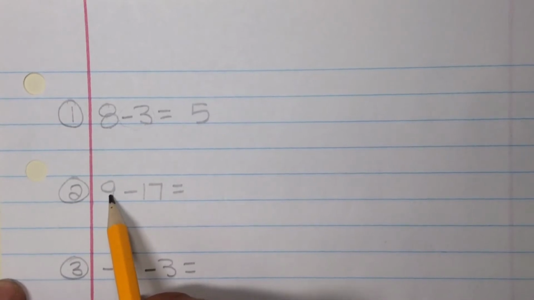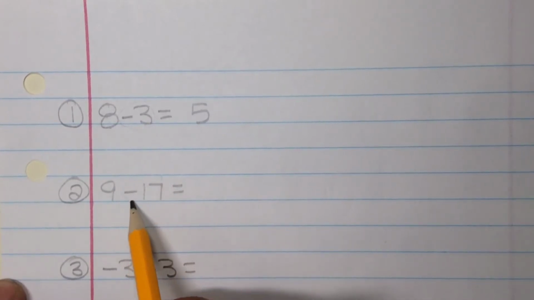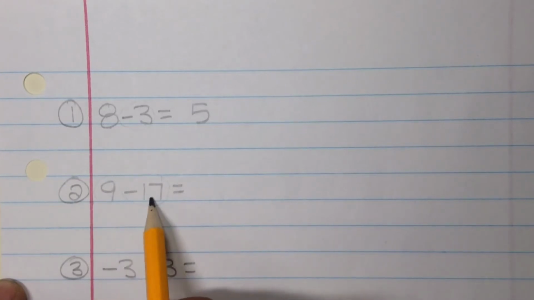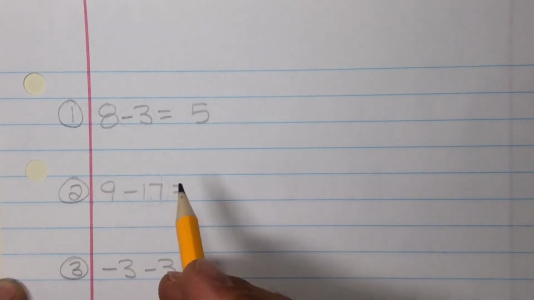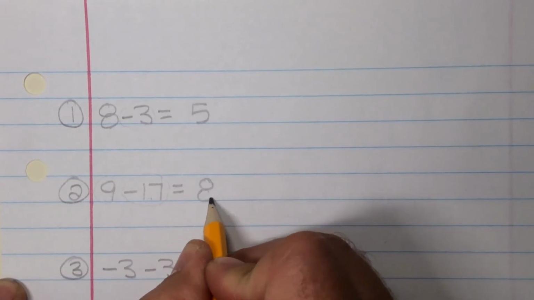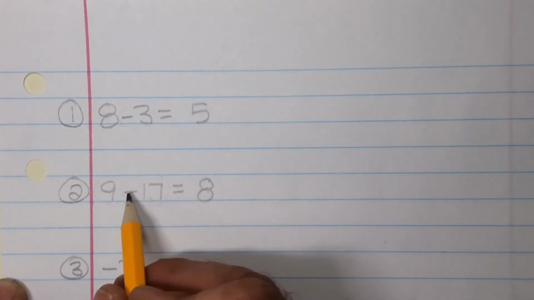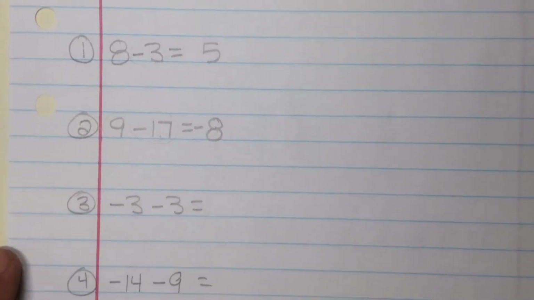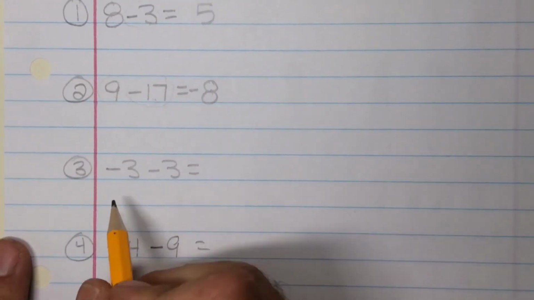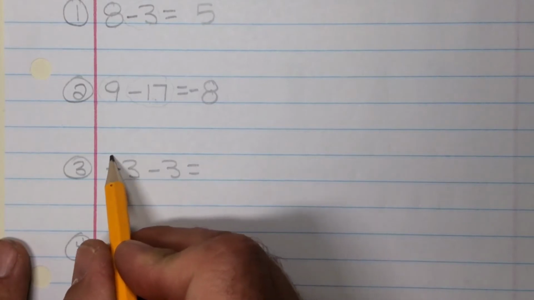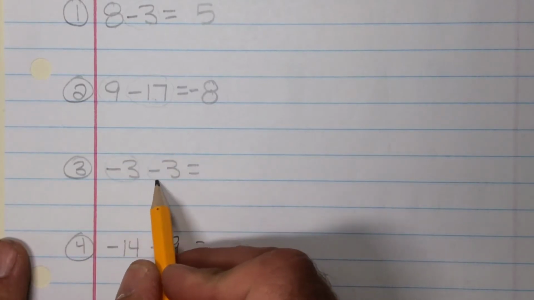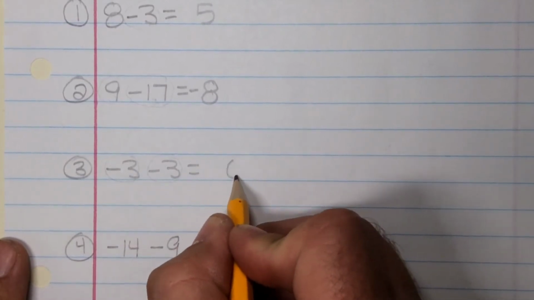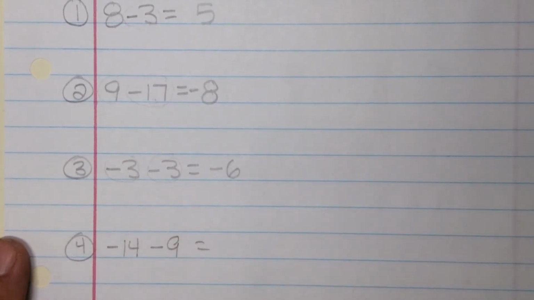Here I have 9 and negative 17. So I'm going to combine these two, different signs, so I subtract. And I keep the sign of the 17 this time, which is negative because it had a larger absolute value. Here I have negative 3 minus 3. A lot of kids will put 0 for that, but look, we've got a negative 3 and another negative 3. Same sign, so I add and keep.